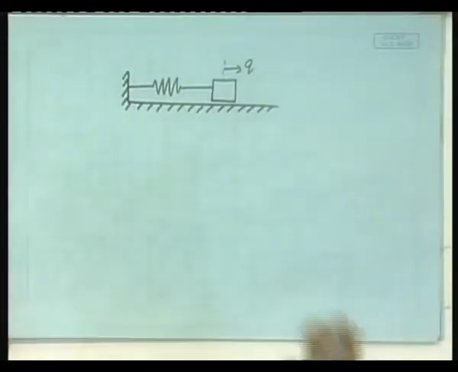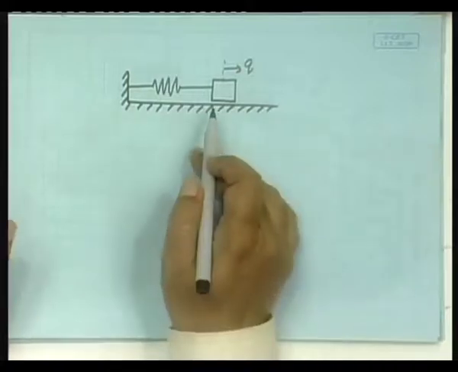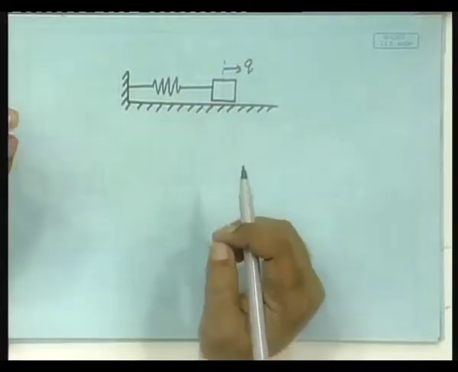Number 1, identify the generalized coordinate. We have identified only one. Yes. Sir, if you can't identify the generalized coordinate, will it matter? No, it will matter. His question is, if we can't identify the generalized coordinate, will it matter?